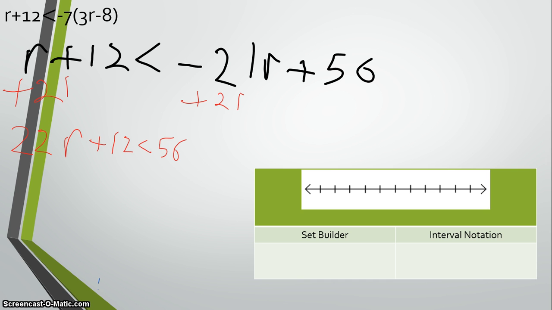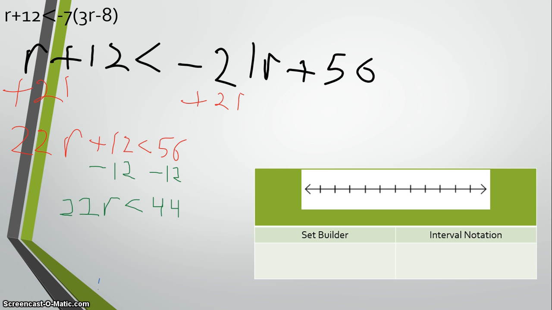So now we need to get the numbers without the variables to the other side. So that's going to leave us with 22r is less than 44, and because of that we did minus 12 to both sides again. So it's going to be minus 12 from plus 12 and minus 12 from plus 56, which will leave us with that, like I said before, because I am a genius.